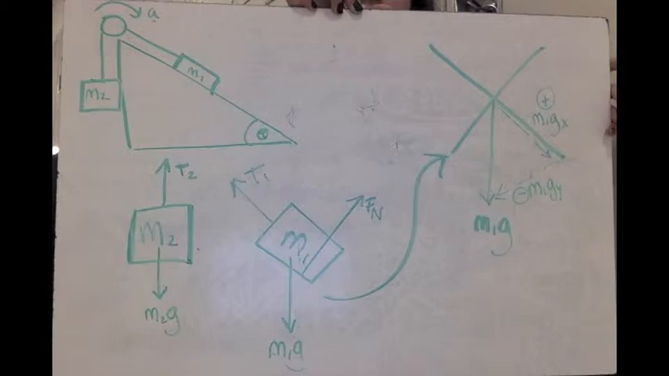The first thing we had to do was make a motion diagram and the free body diagram. So on the left we have a free body diagram for the mass of 2, and on the right we have a free body diagram for the mass of 1.